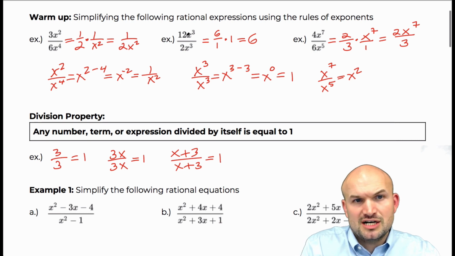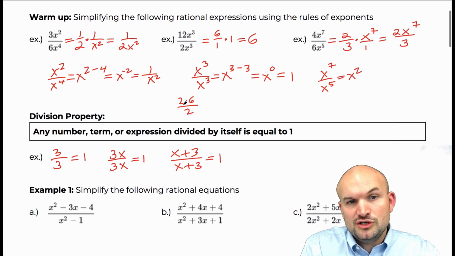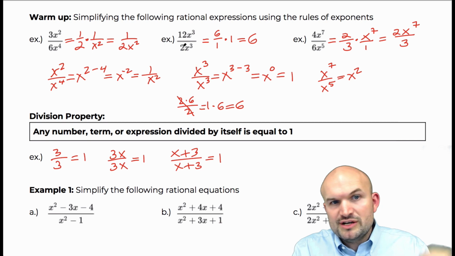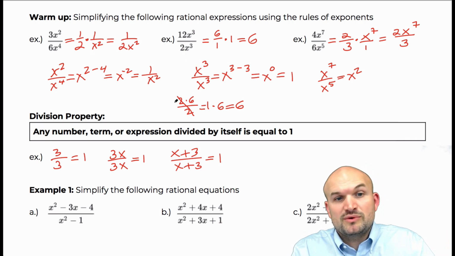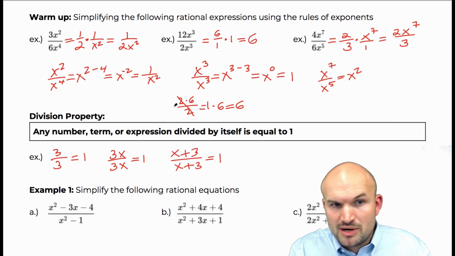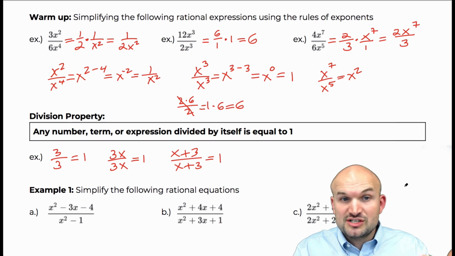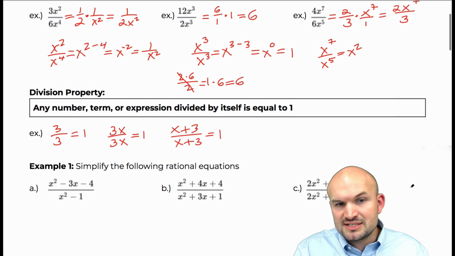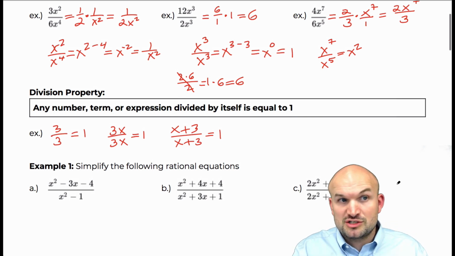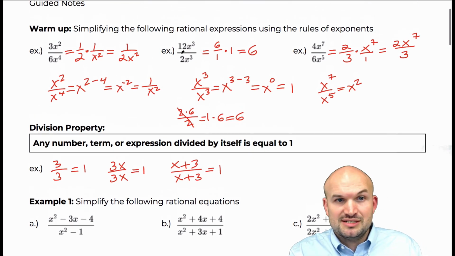Another way you could look at this is to rewrite 12 as 2 times 6 over 2. You can see that the 2's divide out to equal 1, so that's 1 times 6, which is just equal to 6. So it's another way of rewriting this. Rather than thinking about this as division, we could think about it using the division property. Understanding this division property is what's going to help us when we get to the following rational expressions.